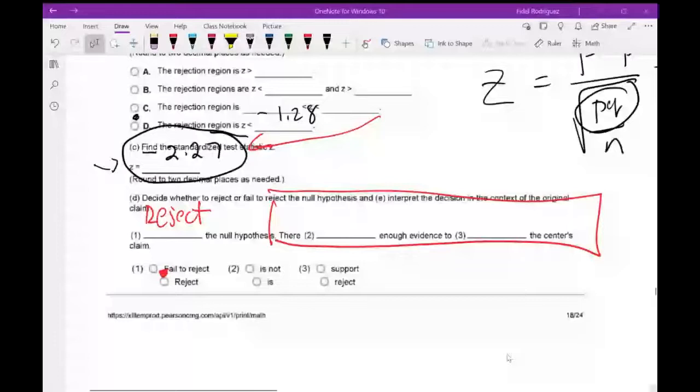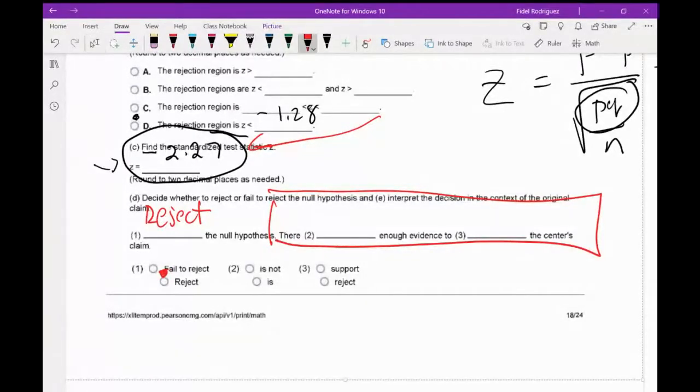So let me stop sharing this. Let me share the review one more time. And we said there is enough evidence to reject the claim. We'll choose this part, enough evidence to reject the sender's claim.